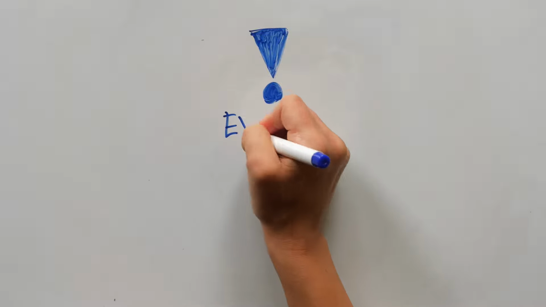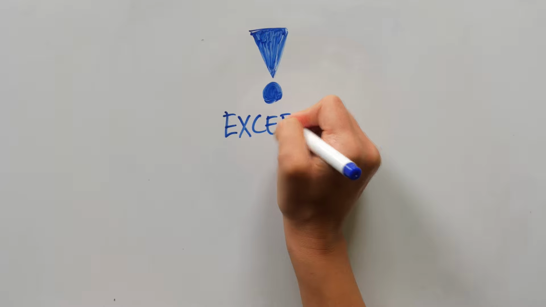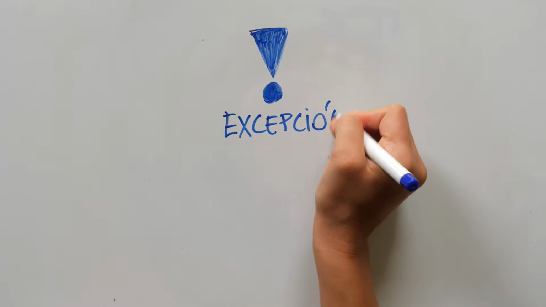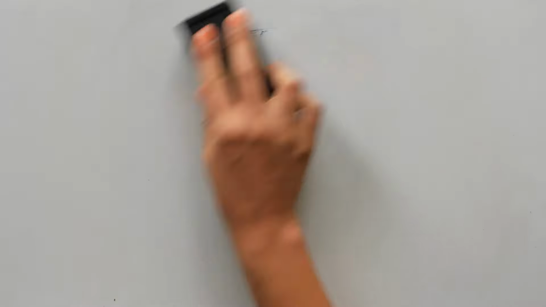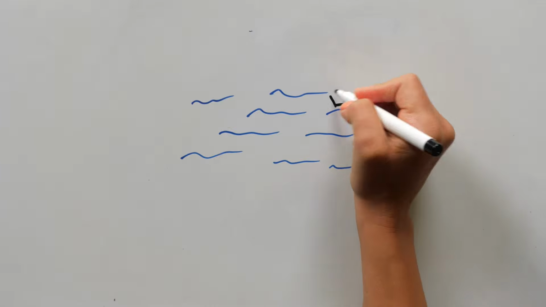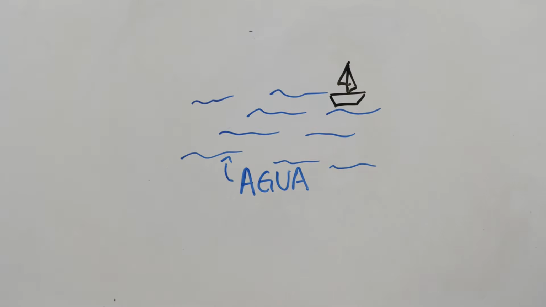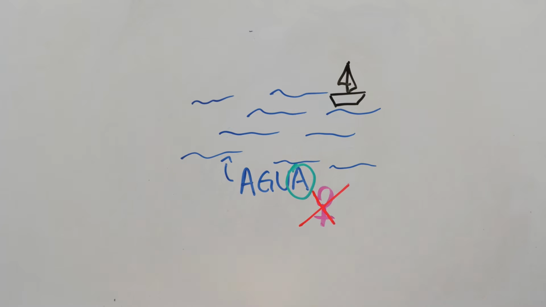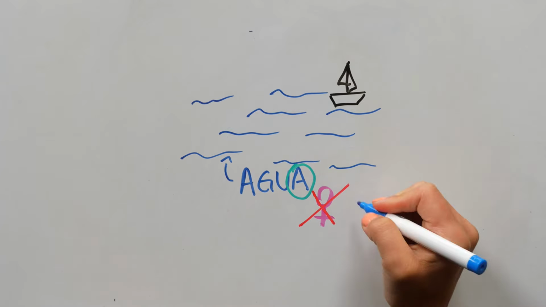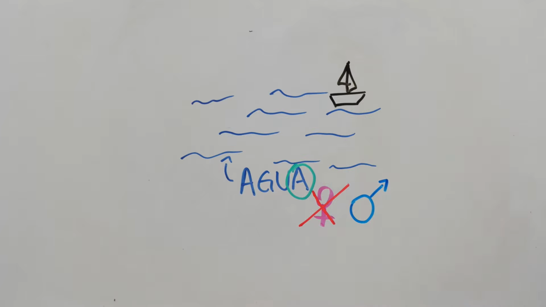Now pay attention, this is an exception, excepción. And it's an important one because it's honestly a word that we use a lot. Agua, which means water. It ends in an A, so we would think it's feminine, right? Wrong, it's masculine. And it doesn't really have a plural form, not at least in a colloquial way.